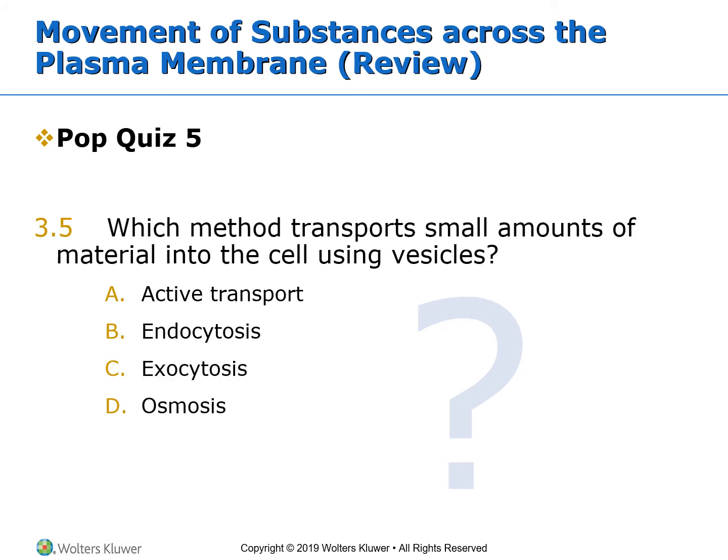Question number 5 asks, which method transports small amounts of material into the cell using vesicles? The options are active transport, endocytosis, exocytosis, or osmosis. The correct answer is endocytosis. Endocytosis will transport small amounts of material into the cell using vesicles.